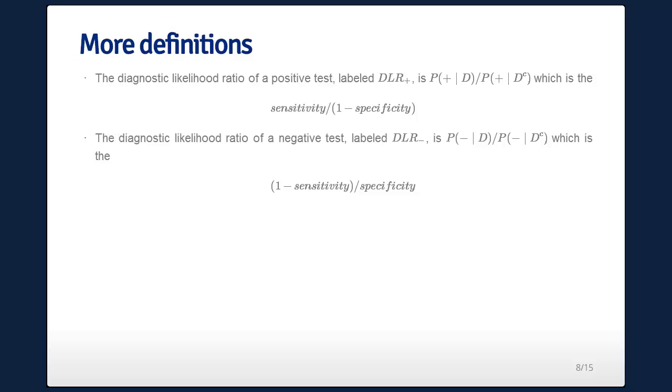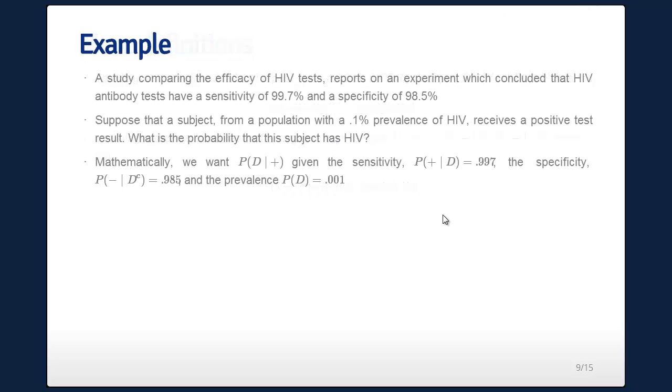Many people might have heard of these things, especially if you work in the biomedical sciences or have taken any statistics class; they love Bayes' rule, so it probably came up. What probably didn't come up are the diagnostic likelihood ratios. The diagnostic likelihood ratio of a positive test is the sensitivity over 1 minus the specificity. See, it's defined right there. And the diagnostic likelihood ratio of a negative test is 1 minus the sensitivity over the specificity. We'll show you in a minute why these definitions are useful. So let's go through an example.